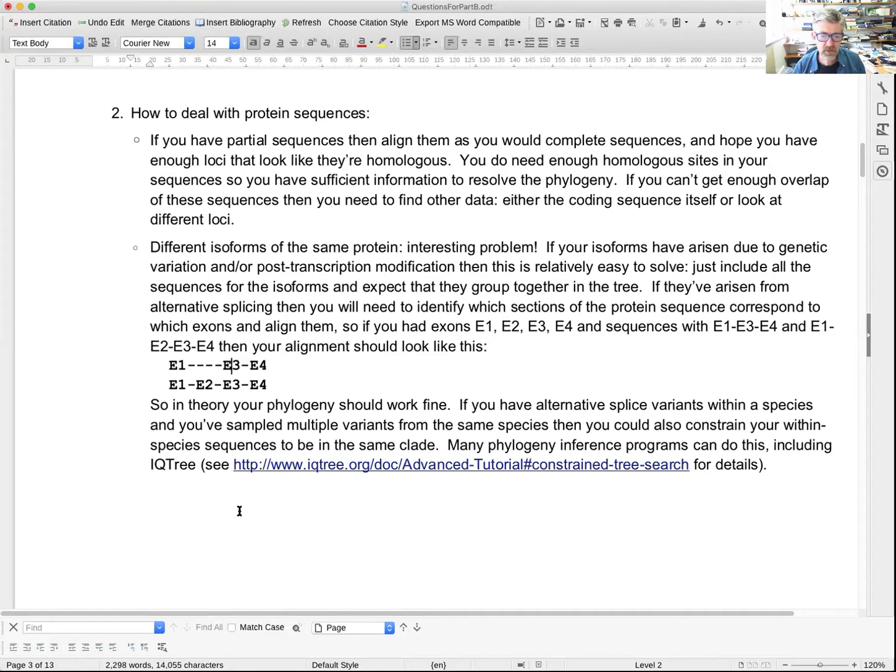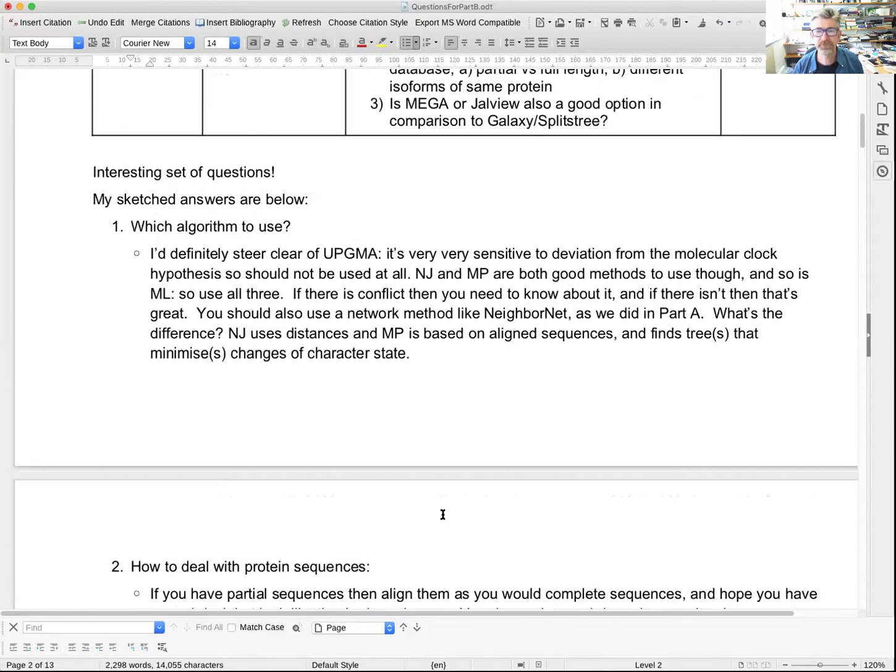We used IQtree the other day, and you'll be pleased to know that IQtree does that as well. I've just put a little link in here: iqtree.org/doc/advanced tutorial, and that advanced tutorial has a section on the page, constrained tree search. It's very simple to do. So that's my answer to that bit.